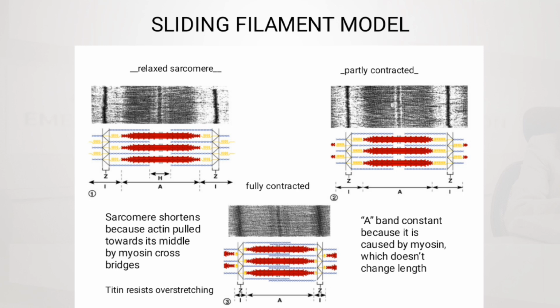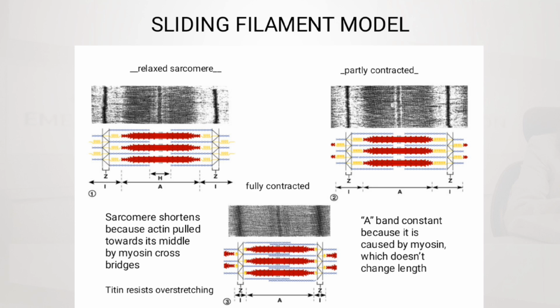Okay, so we have the H band and the A band. When the sarcomere shortens, it is because the actin is pulled towards its middle by myosin cross bridges. That's what's going to happen. It's going to be pulled towards its middle. Okay, that's under the relaxed sarcomere.